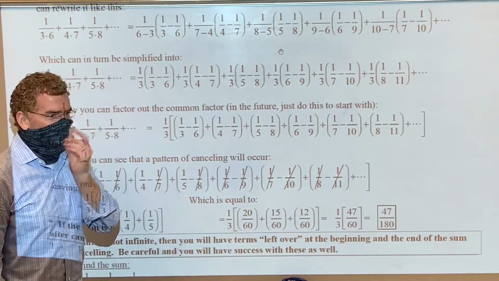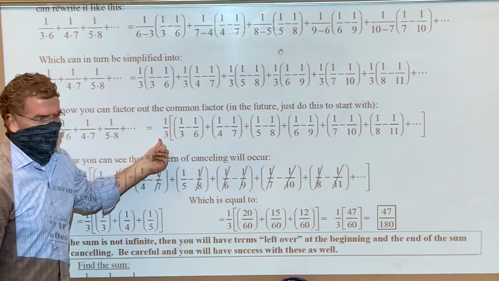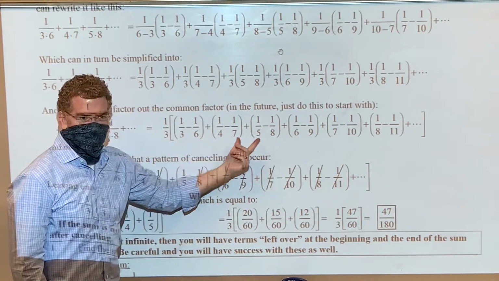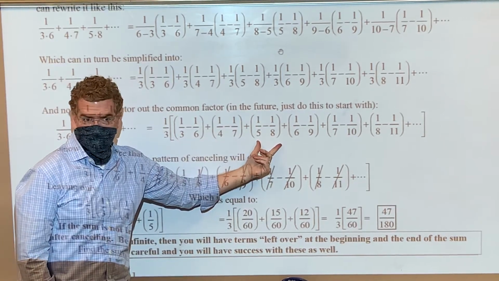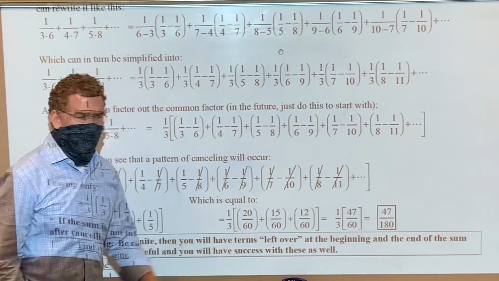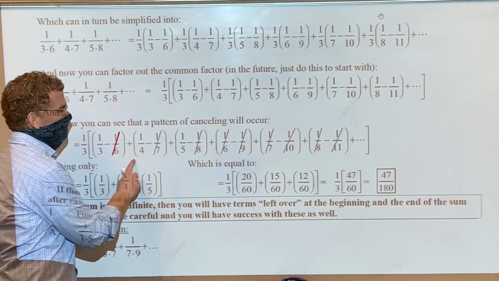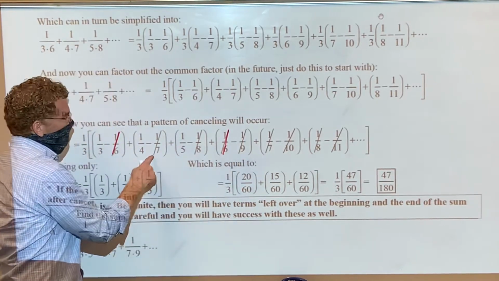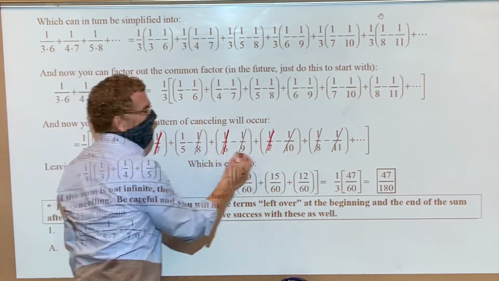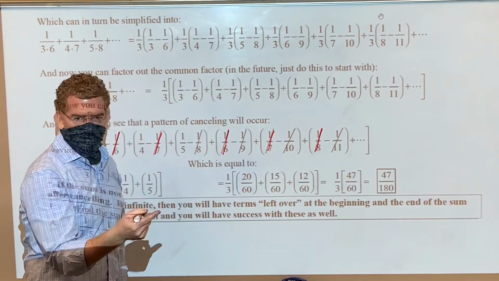However, because every one of them has a 1/3, what am I allowed to do? Factor out the 1/3. And once I factor out the 1/3, these parentheses aren't doing anything anymore, are they? Are they? And if they're not, I can completely ignore them and start adding stuff together. But what I notice when I start adding this stuff together is, look what happens. This negative 1/6 eventually cancels with a positive 1/6. And this negative 1/7 eventually cancels with a positive 1/7. And this negative 1/8 eventually cancels with a positive 1/8. And this is going to continue to happen forever and ever.